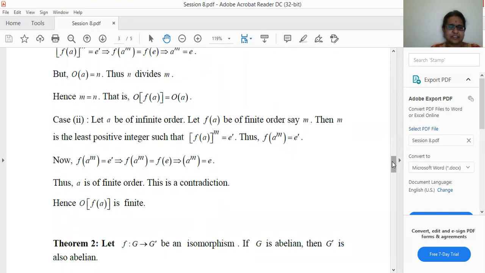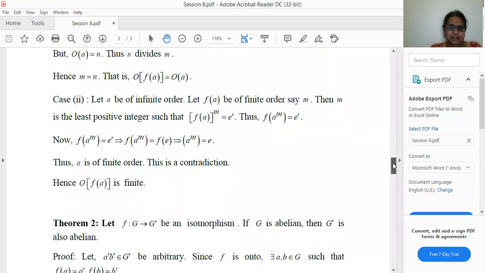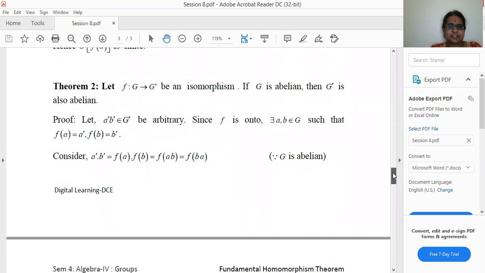So in both the cases, we have got order of a is equal to order of f of a. And here in this theorem, we have mainly used the definition of order of an element and some properties of homomorphism. Coming to the second property, let f from G to G dash be an isomorphism.